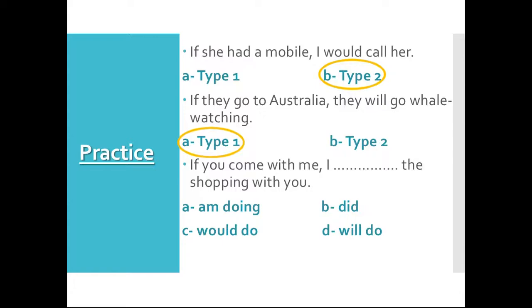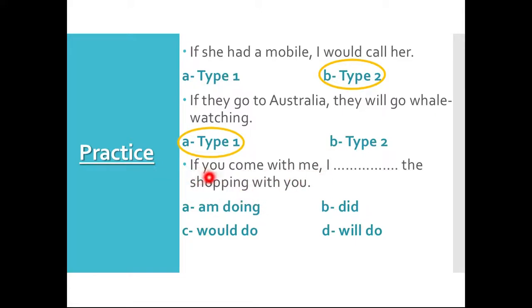Now, I'll give you another exercise. If you come with me, I blank the shopping with you. A: I am doing the shopping with you. B: I did the shopping with you. C: I would do the shopping with you. D: I will do the shopping with you. Now, there are possible answers, right? That's probably what you're thinking, but you always have to follow the rule. All right? We're not talking about spoken language. Here we're using the formal language, so you have to stick to the rules.